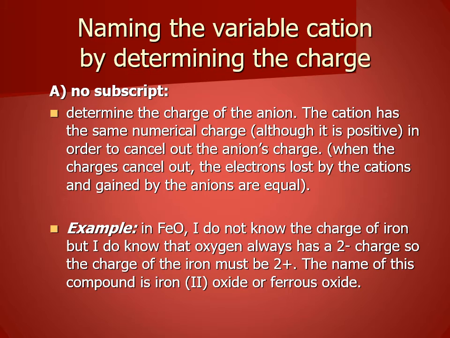Okay, now, how do we determine the charge of the cation? Well, there are two ways to do this, and I will show you examples coming up. But what if there is no subscript? If there is no subscript in your compound's formula, what would you do? Well, I would determine the charge of the negative ion, the anion, because it's a known value. You just look it up.